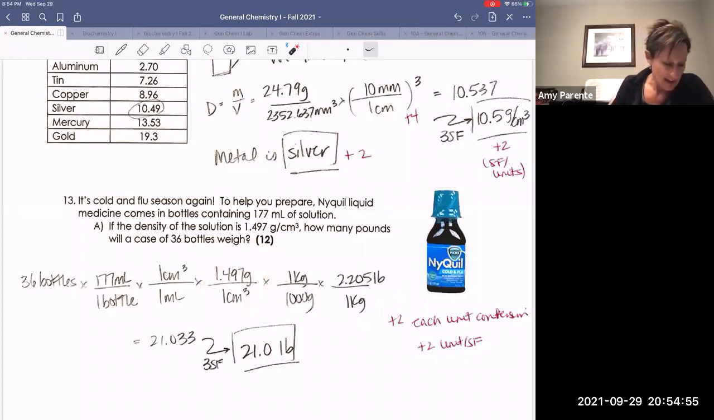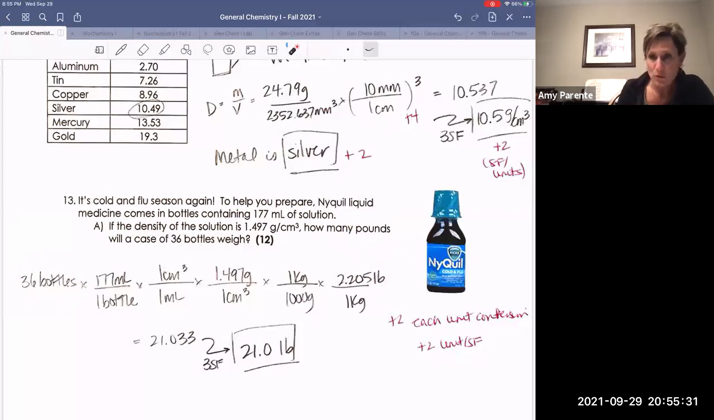But this problem tells us that we've got 36 bottles of NyQuil. We know that each bottle has 177 milliliters. And we know the density of the solution is 1.497 grams per cubic centimeter. Okay, so I want to know how many pounds a case of 36 bottles weighs. So again, the way I like to think about this is start with something that you know, like 36 bottles, and I ultimately need to get to units of pounds, okay? Because this question says, how many pounds does this weigh?